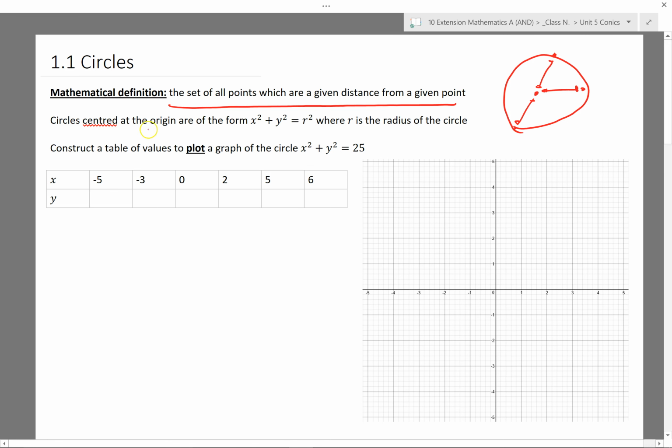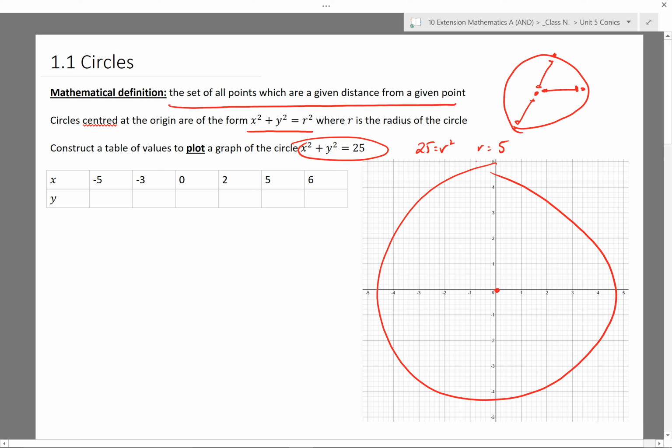Well, if it's centered at the origin, so center here, it's of the form x squared plus y squared equals r squared, where r is that distance from the center of the circle. So what we're going to do is construct a table of values to plot a graph of this circle, which, looking at the formula, will be centered at the origin. And since 25 is my r squared value, that implies that my radius is going to be 5. So I'm hoping to get something like that around 5.